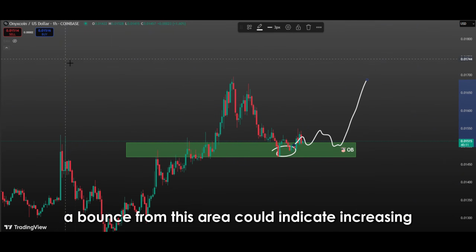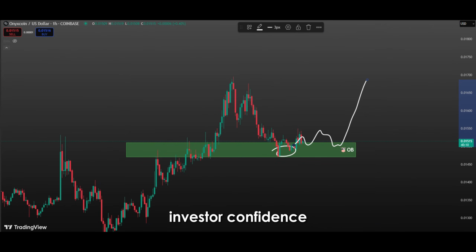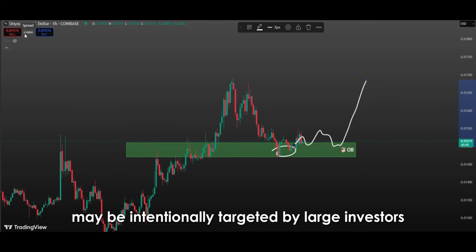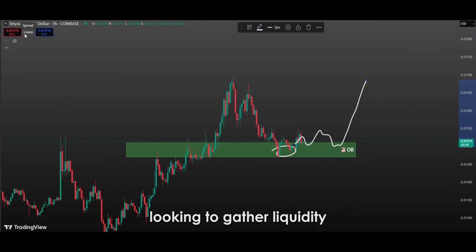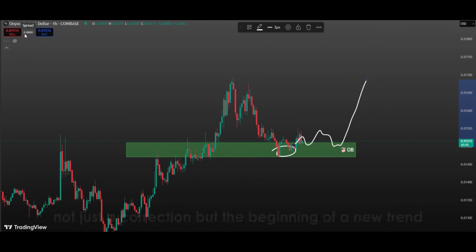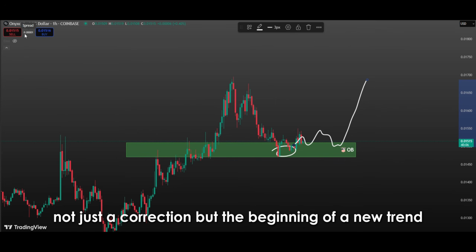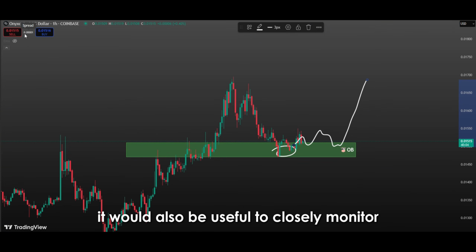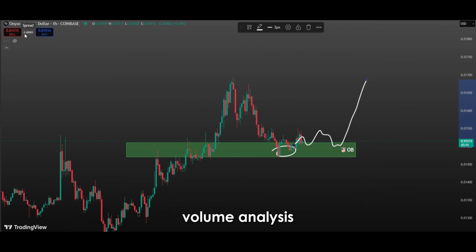A bounce from this area could indicate increasing investor confidence and the triggering of a new bullish wave. Such strong blocks that form during short-term downtrends may be intentionally targeted by large investors looking to gather liquidity. Therefore, a rebound from this level may signify not just a correction, but the beginning of a new trend from a technical perspective.